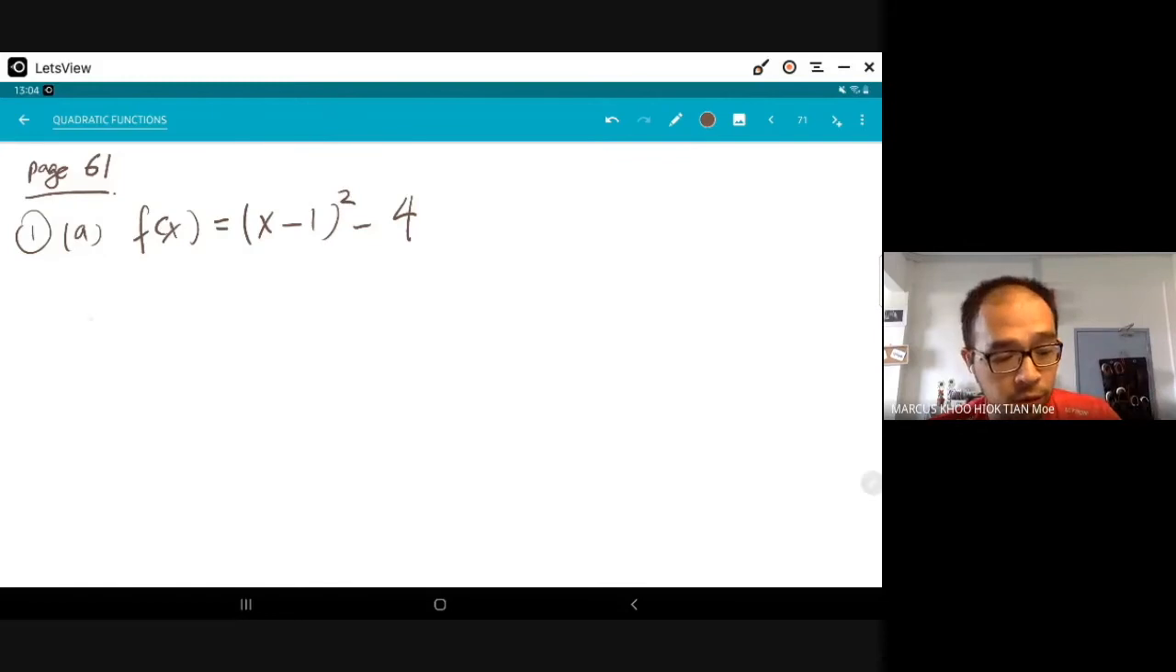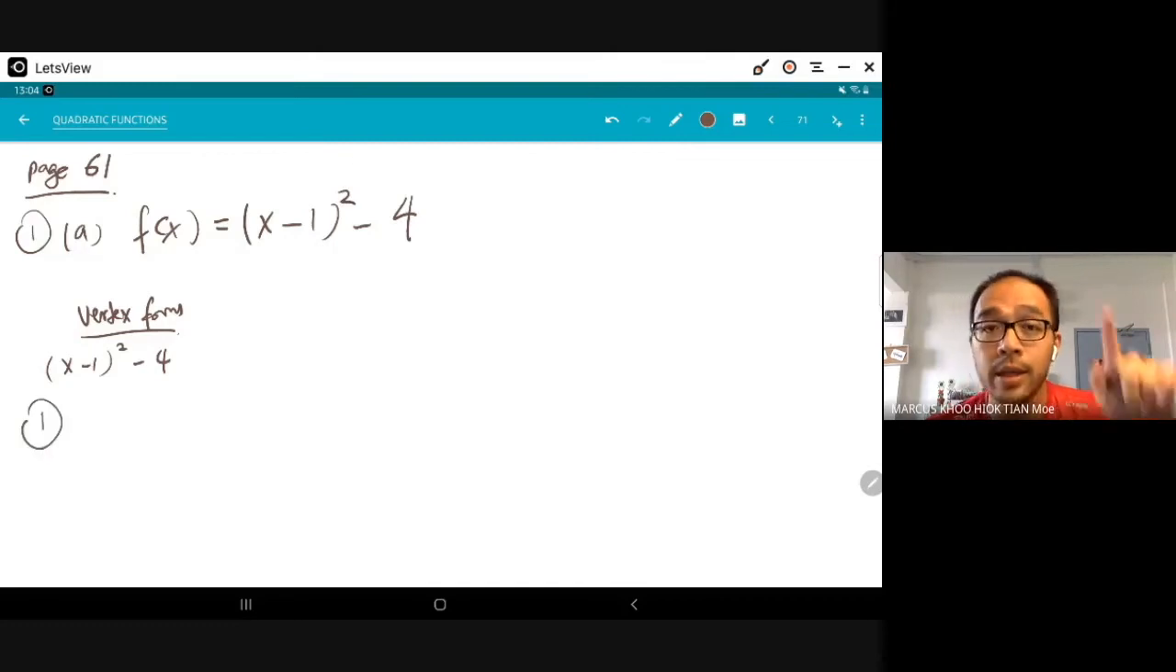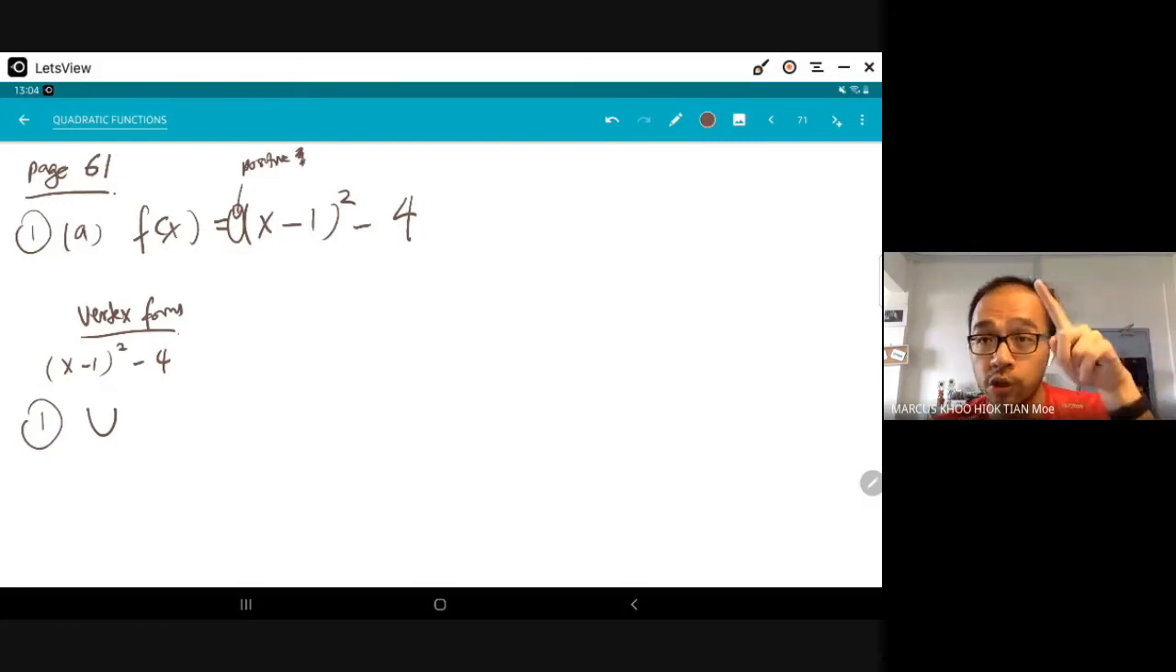This is vertex form. Okay, vertex form. So vertex form is (x minus 1) squared minus 4. You can tell me two pieces of information. Number one, is it minimum or maximum graph? Okay, it is a minimum graph because nombor di depan adalah positive number. So because it's a positive number, it is a U-shaped graph. Okay. Secondly, if it is a U-shaped graph, then the bottommost point is called a minimum point. So what is my minimum point coordinate? Minimum coordinate.